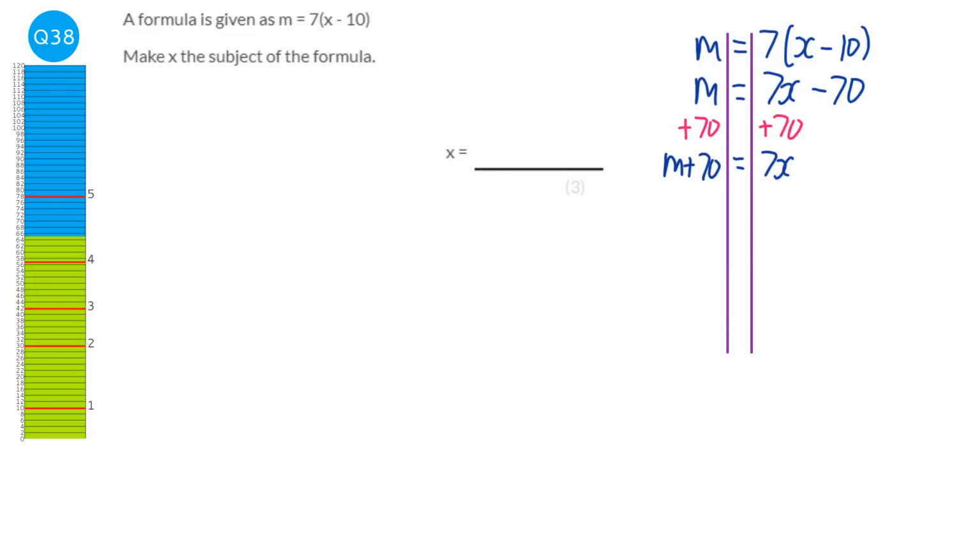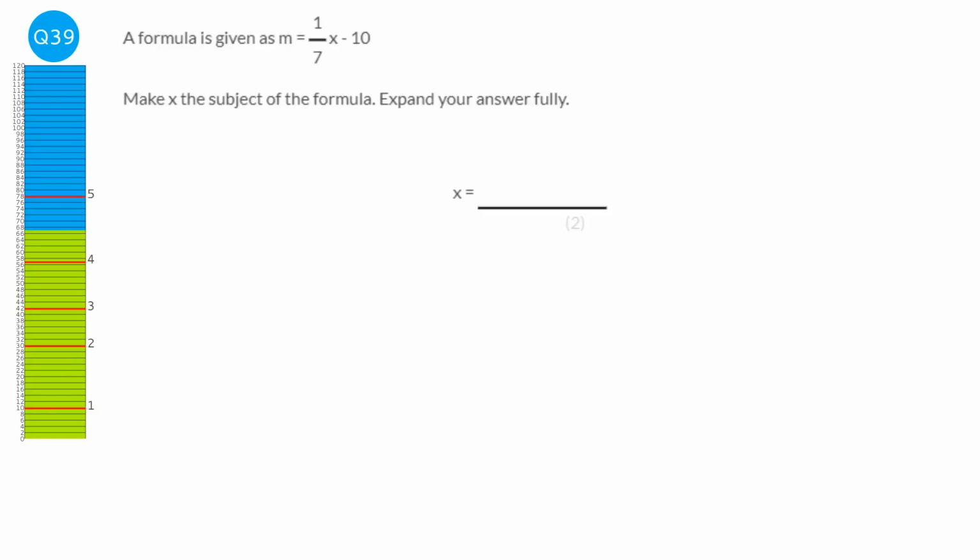And we're next going to divide both sides by 7. So we have m plus 70, all of that over 7 equals x. So x equals m plus 70 over 7. So I'm going to start just by writing out the equation. And I can put my lines in.